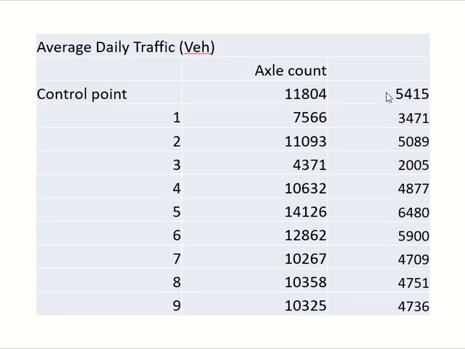Okay, the values are here. You can complete the columns and check it. If you have a difference of plus minus 1 or 2, no problem. Because you are taking ratios, it can happen with rounding off. Any question?